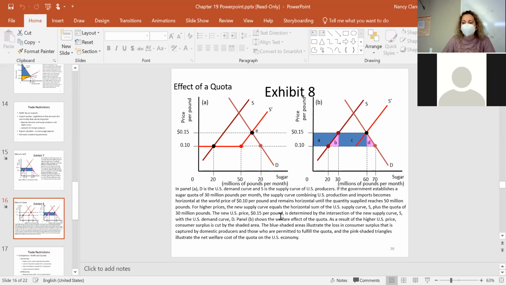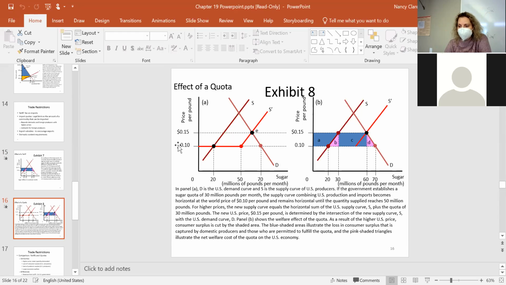So let's say that the quota is 30 million pounds per month. Well, wait a minute. That's what we ended up with under the tariff, right? So this is the same thing, just happening a different way. It's just the government deciding they're going to use a different approach. We'll talk about why they might pick one over the other in a minute. But let's look at the red supply curve that starts horizontal and then begins to head upward sloping. Let's focus on that, because that's the weird thing that's going on here.